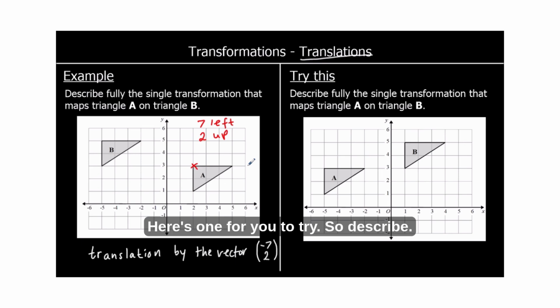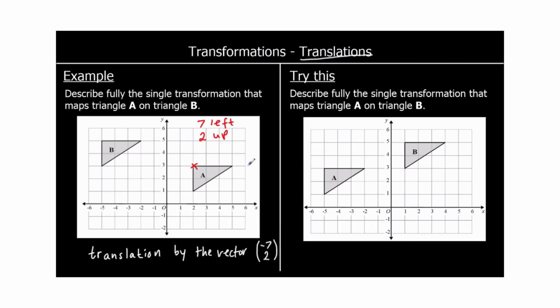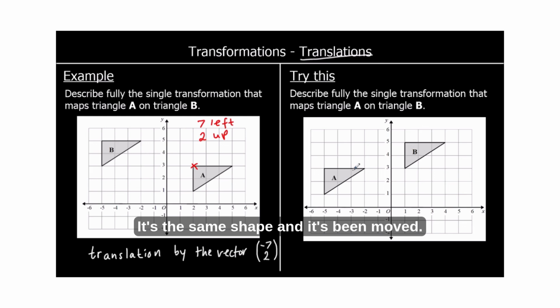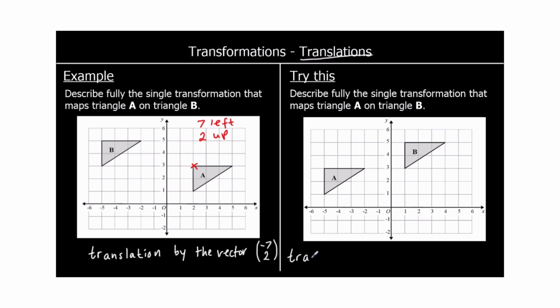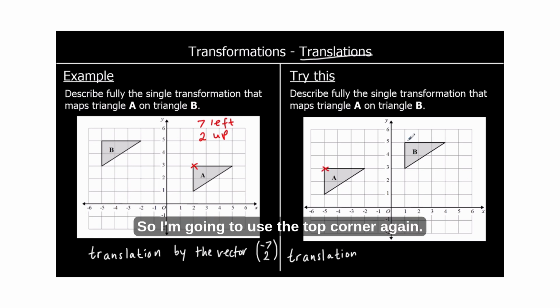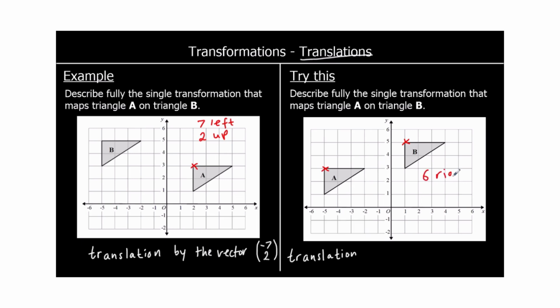Here's one for you to try. So describe the transformation from triangle A to triangle B again. So again, we've got a translation. It's the same shape and it's been moved. So it's a translation. How far has it moved? So I'm going to use the top corner again. So how about the x, the change in the x? It's gone 1, 2, 3, 4, 5, 6 to the right. And 2 up.